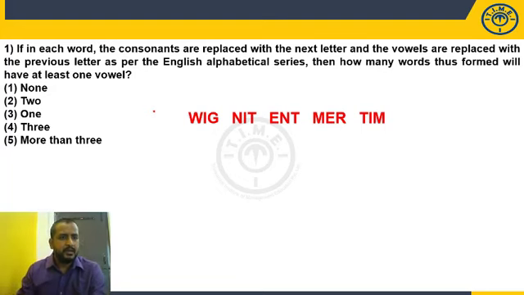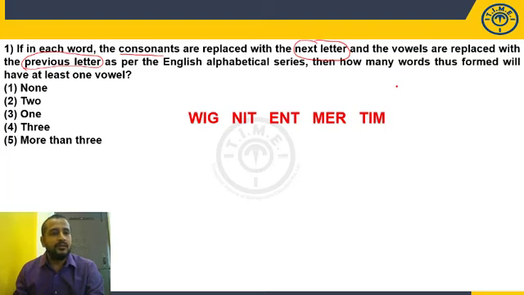That's it. Okay, first one: if in each word the consonants are replaced with the next letter and the vowels are replaced with the previous letter as per the English alphabetical series. So what are the conditions given? Consonants will be replaced with the next letter according to the English alphabet, and the vowels are replaced with the previous letter as per the English alphabetical series. Then how many words thus formed will have at least one vowel? What is the question asked? So after performing these operations, now the question is how many words thus formed will have at least one vowel.